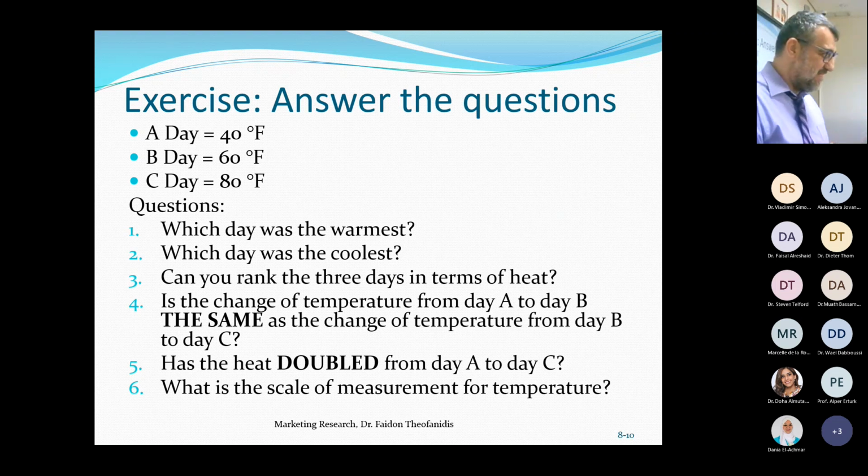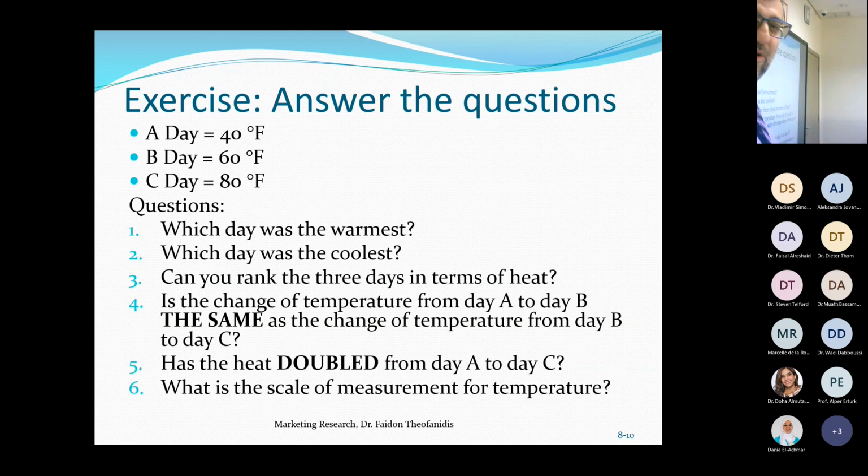Now let's test your understanding. We have an exercise here. We have 3 different days: day A, B, and C. Day A, we measured at 12 a.m., ceteris paribus, with the same thermometer, everything equal, and we found the temperature was 40 Fahrenheit. Day B, same time, same measurement process, 60 degrees Fahrenheit. And day C, 80 degrees Fahrenheit. The first question is, which day was the warmest?